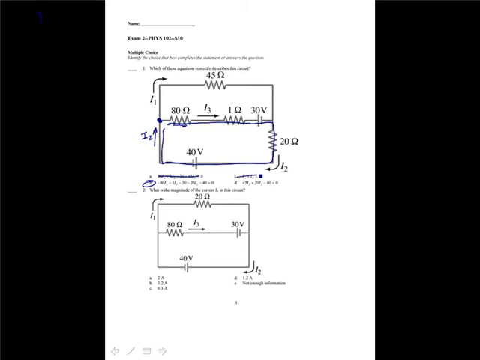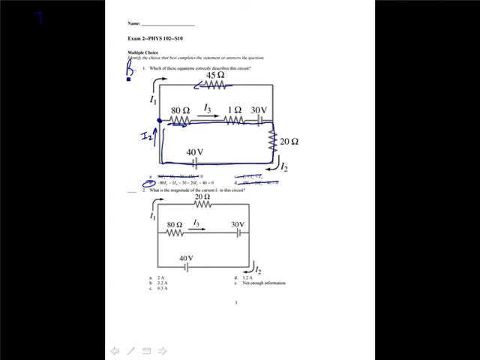And then we have a 45 I1. That's plus 45 I1. That is going in this direction. But then we come to plus 20I2, so that's not right. So the answer here is B.